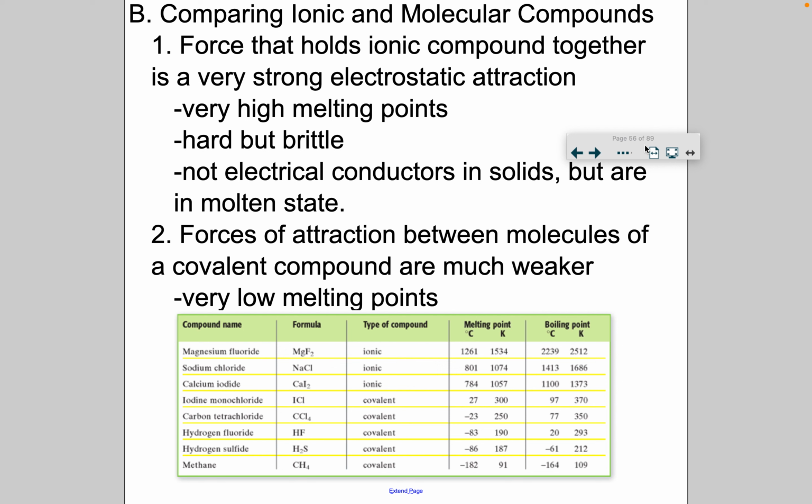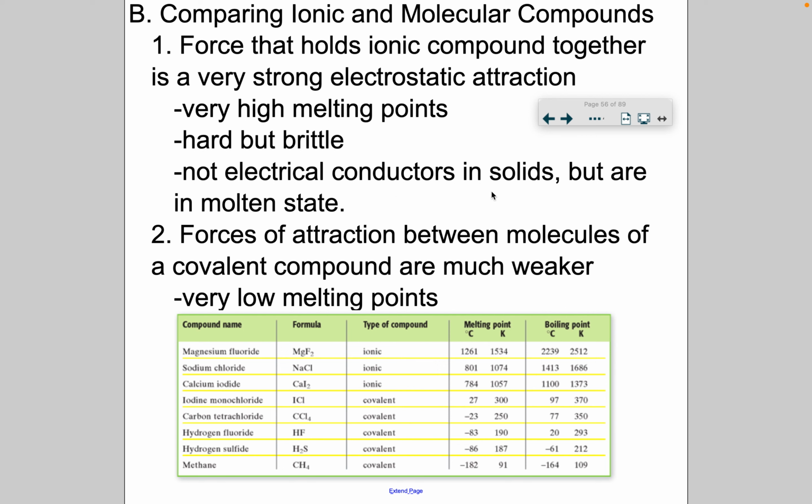So when we compare ionic and molecular compounds to each other, just know that the force that holds ionic compounds together is a very, very strong electrostatic attraction. And what I mean by strong is very high melting points. Ionic compounds are hard, but they are brittle. You can take halite, which is rock salt, like big clumps of salt, and when you break it, it's very easy to break down. But every time you break it, it follows the crystalline structure of that salt.